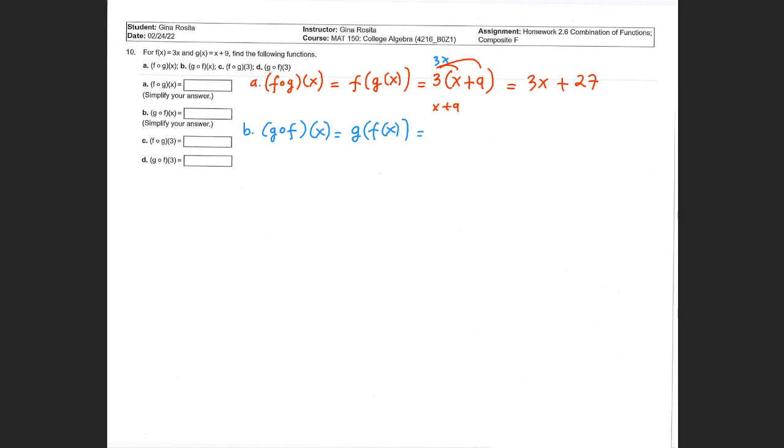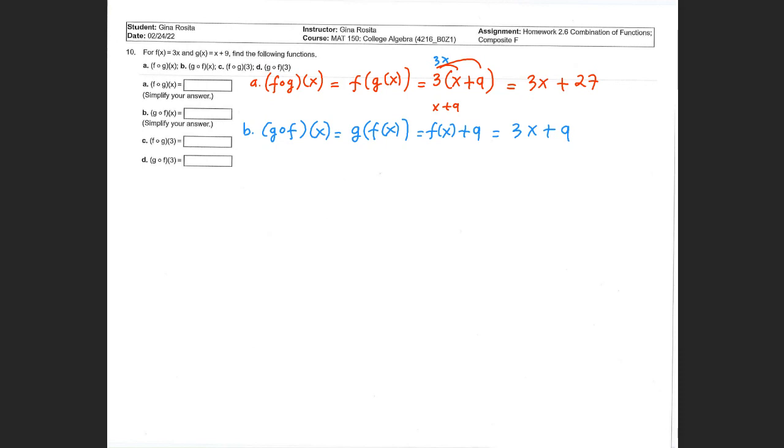You can write it down, or not, it's up to you. I just write a small note on the top to make sure you understand. So just change x with f of x. It means this is f of x plus 9. Now replace f of x. F of x is 3x plus 9.